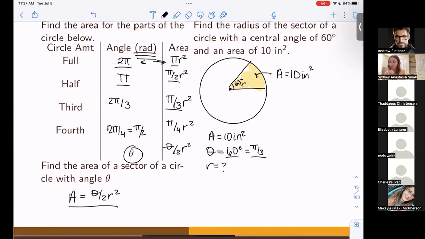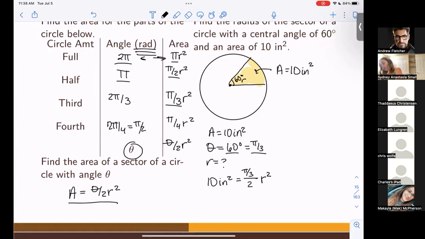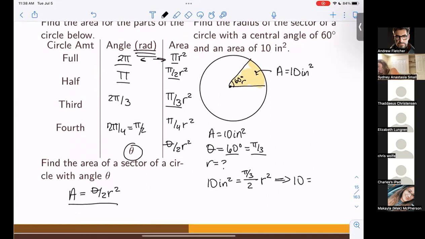Okay, so let's plug these into this formula. We know that 10 inches squared, because that's our A, is equal to theta over 2, and theta is pi thirds over 2, and we don't know r, so that's just r squared. I just need to solve for r now, just some algebra. Let's just divide this by 2 to make our lives easier right off the bat. We know that 10 is equal to pi thirds divided by 2, which is pi over 6, times r squared. I want r squared by itself, so I'm going to divide both sides by pi over 6.